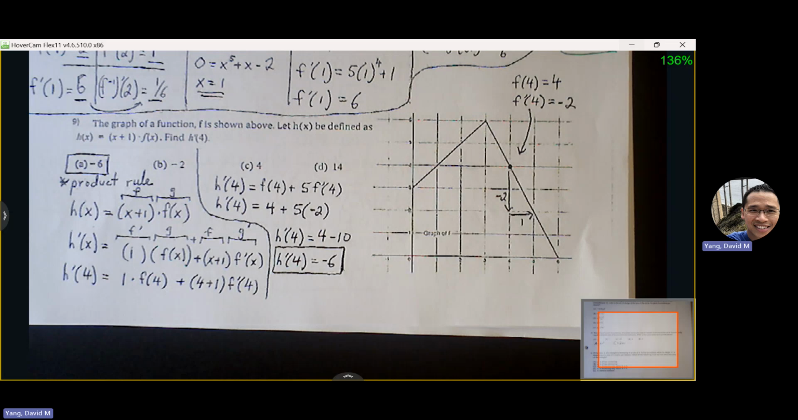Oh, wait, so you're setting this equal to the derivative then. You set the slope equal to this, and then that should work. Okay.